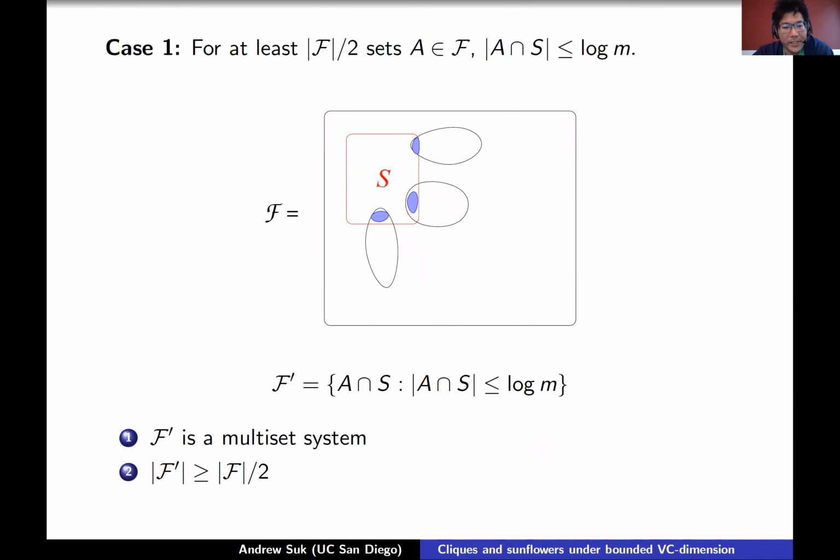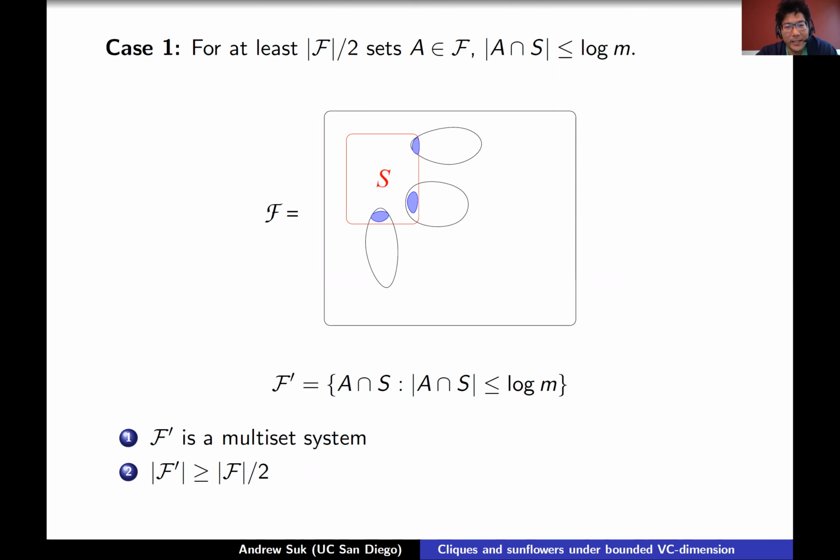A couple more things about F prime. It could be a multi-set system, because it's possible that two sets intersect S exactly the same way. And also by assumption, F prime is very, very large, or it's at least this big. So basically now I'm going to kind of cheat.